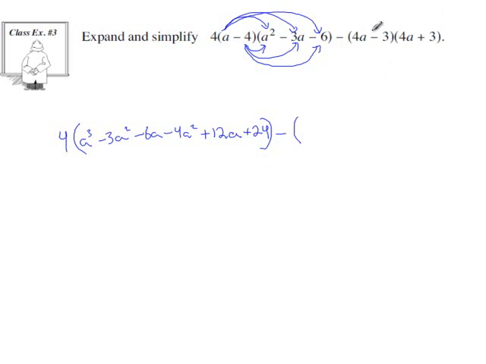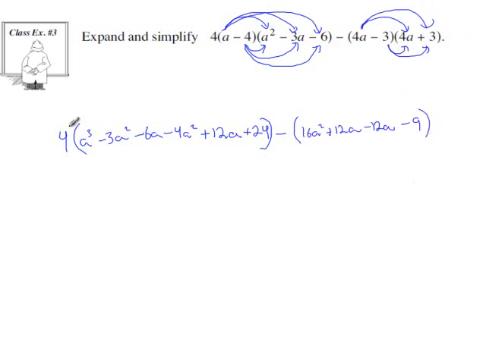So you can look at this and you might recognize that there's a pattern here. If you do, great, it'll be faster. If you don't, you can multiply out long form. So 4a times 4a is 16a squared. 4a times positive 3 is positive 12a. Negative 3 times 4a is negative 12a. And negative 3 times positive 3 is negative 9.